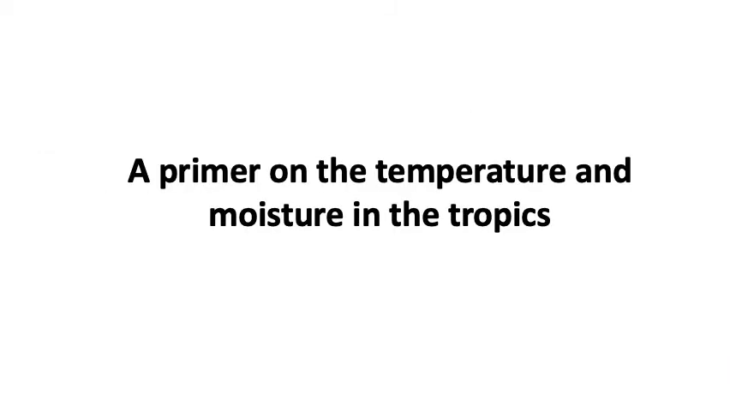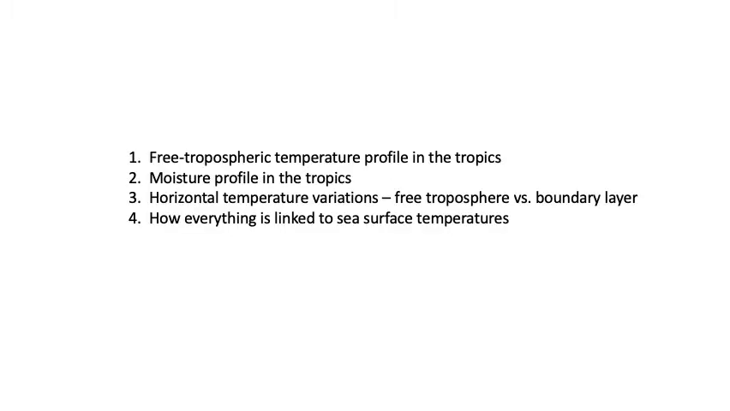Okay, so next we need a little bit of a primer on the temperature and moisture structure within the tropics, and how these vary. We're going to have 4 steps here. First, to talk about the free tropospheric temperature profile in the tropics and what defines that, what the moisture profile in the tropics looks like, how temperature varies horizontally, and distinguishing between the free troposphere and the boundary layer, and then how everything is ultimately linked pretty strongly to sea surface temperatures.